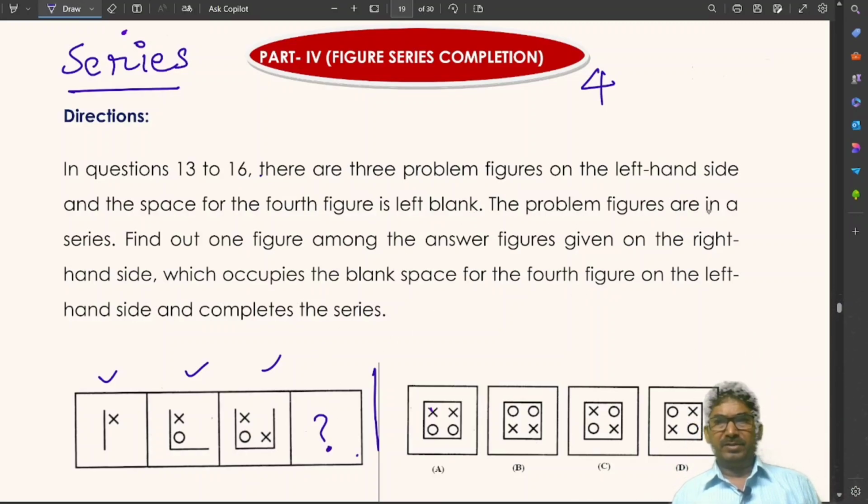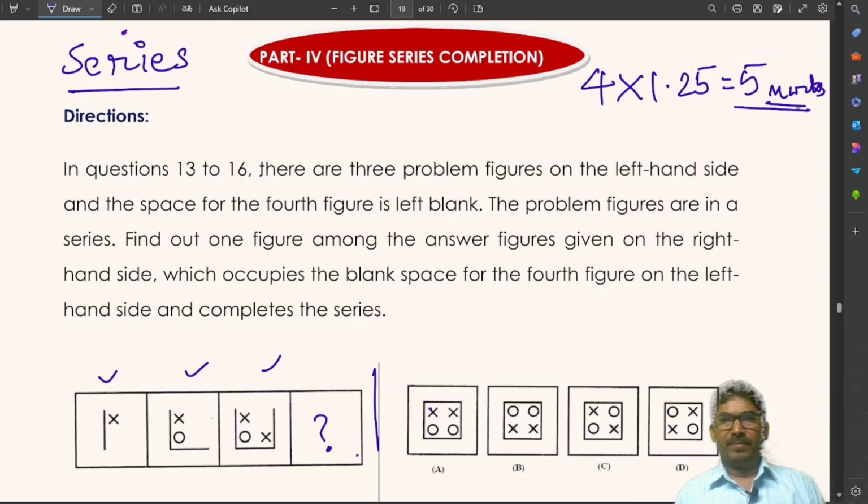The problem figures are in series, these 3 are in series. Find out one figure among the answer figures given on the right hand side which occupies the blank space for the 4th figure on the left hand side and completes the series. First we have to observe. So 4 questions, each question carries 1.25 marks, so 5 marks are allotted for this part.